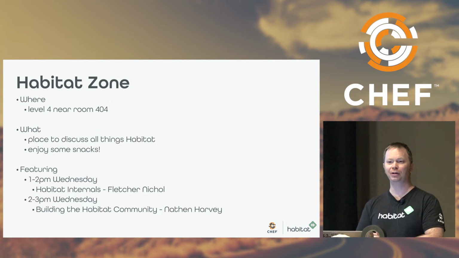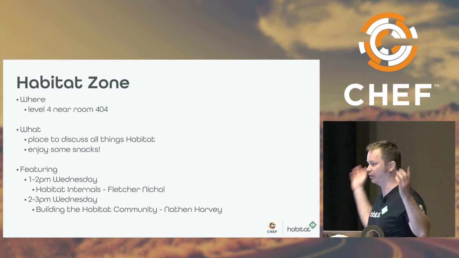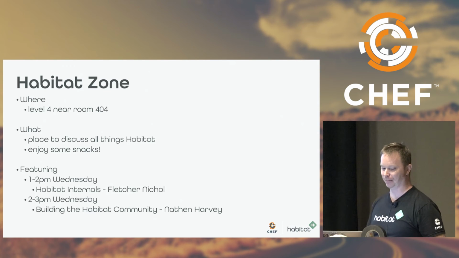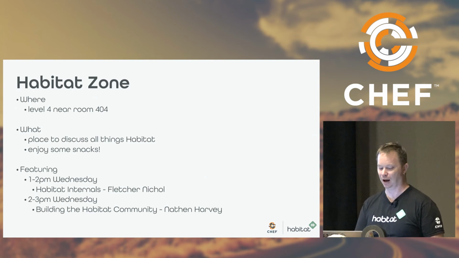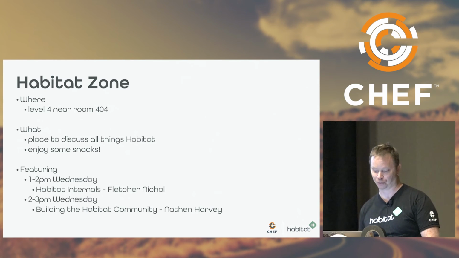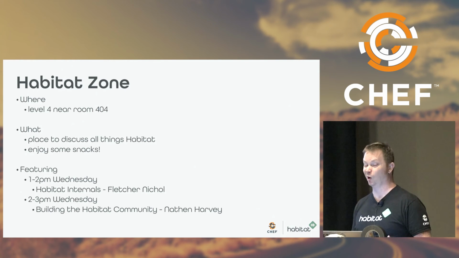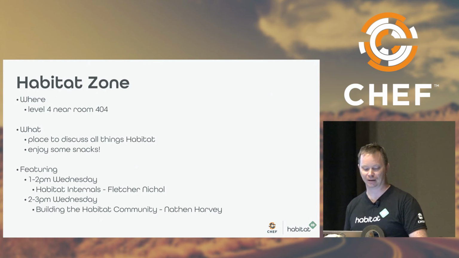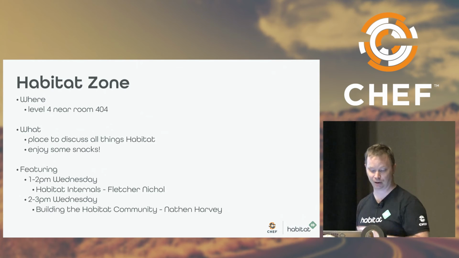We have the Habitat zone on the opposite side of the building around the corner. I don't even know where it is from here. But it's over near room 404. So if you can't find it, just look for the Habitat banners and stuff. And unfortunately, you just missed Fletcher Nickel talking about Habitat internals. Sorry. And we'll also have Nathan Harvey talking about building the Habitat community over there.